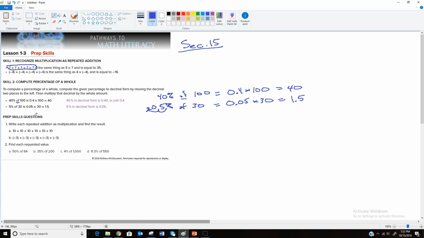So now this is a time where you want to pause this real briefly, work through these problems, and then turn it back on. So go ahead and pause and do 1 A and B and 2 A, B, C, and D.